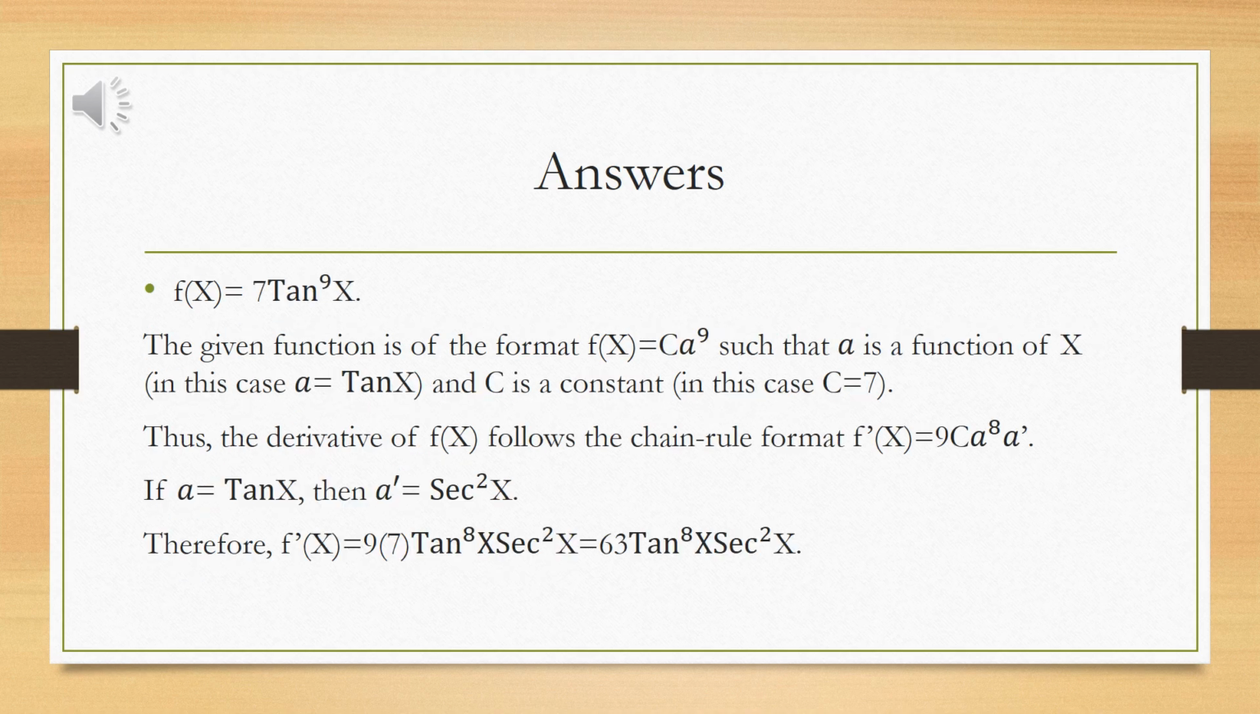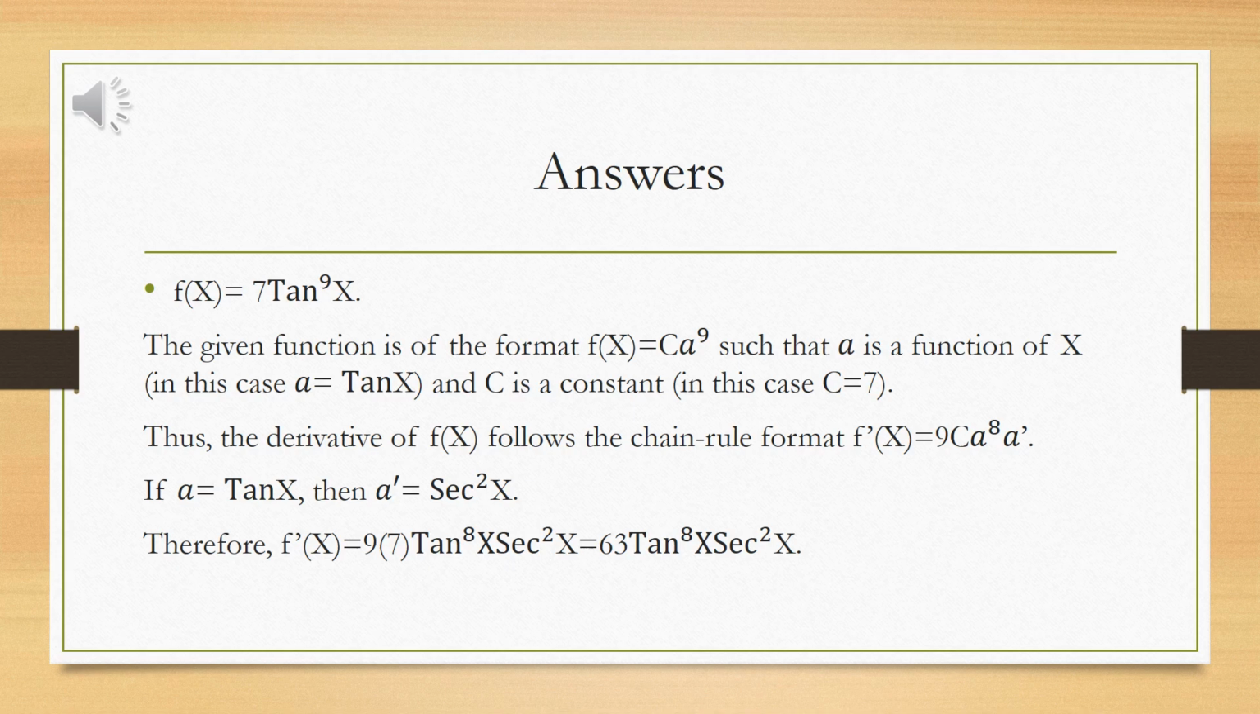f(x) = 7 tan(x)^9. The given function is of the format f(x) = c a^9, such that a is a function of x. In this case, a is tan x, and c is a constant. In this case, c is 7.